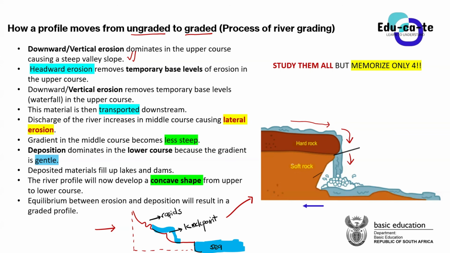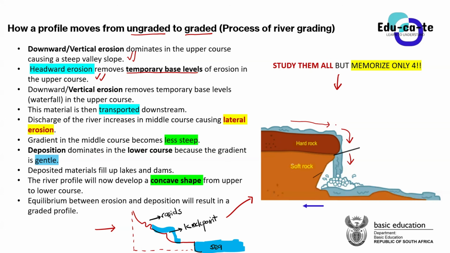And then headward erosion will remove the temporary base levels of erosion in the upper course. That's one other point, headward erosion. For example, the waterfall can easily be removed by headward erosion. How does that happen? Let's look at this image carefully. Let's look here carefully at what will happen.